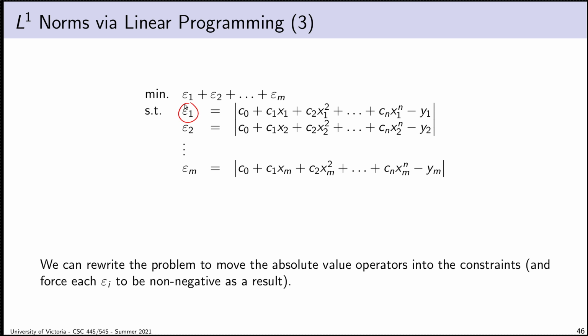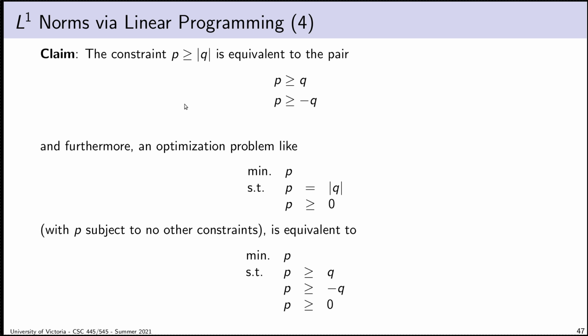On the other hand, there is this nice trick we can use. I think it's a technique you'd call a gadget, I guess, because it's a device you can plug into a linear program to turn an absolute value symbol into a linear constraint. And it's this. So the claim is, if you give me a constraint that looks like this, p is greater than or equal to the absolute value of q, that's equivalent to this pair of constraints, both of which are linear.